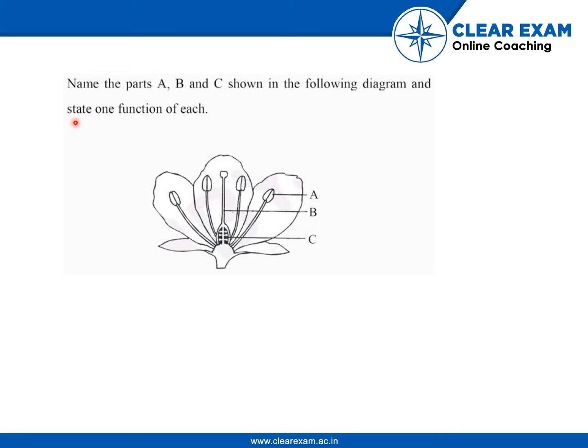So the given question is: name the parts A, B and C shown in the following diagram and state the function of each. So A, we can see, is anther. B is style, which is part of it. And C is ovary.